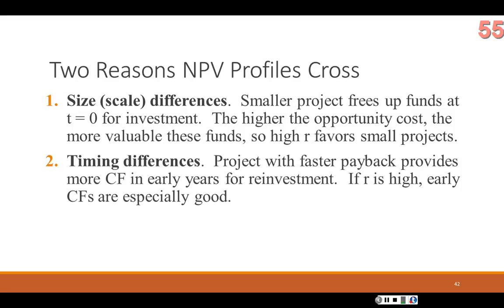So net present value profiles can cross because of size differences. Smaller projects free up funds at time period equals 0 for investment. The higher the opportunity cost, the more valuable these funds. So a high discount rate or a high cost of capital is going to favor small projects. A second reason is timing differences. Projects with faster payback periods provide more cash flow in early years for reinvestment. So if the cost of capital is high, these early cash flows are especially valuable.